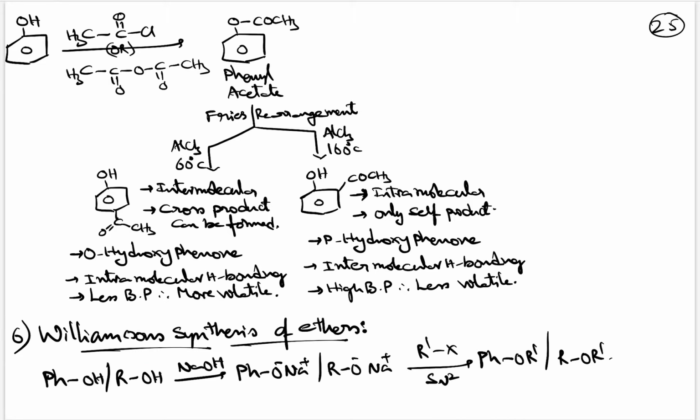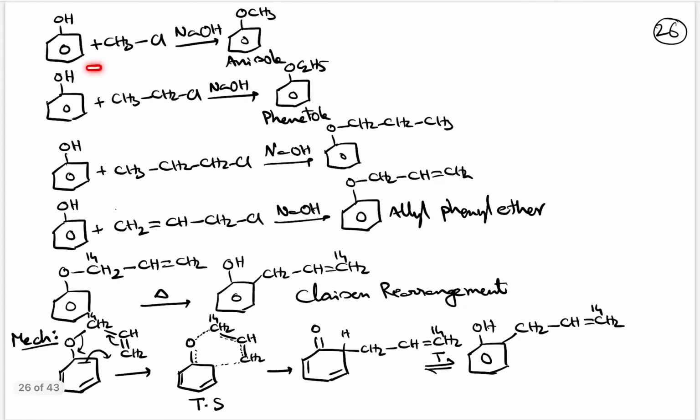Williamson synthesis of ethers. So phenol or alcohol on reaction with NaOH will form alkoxide or phenoxide, and this alkoxide or phenoxide on reaction with R-X will undergo SN2 reaction to form ethers. Some examples I have given here. You see, phenol first will react with NaOH to form sodium phenoxide, O-Na+. This O- will go and replace Cl- and results in the formation of anisole. In the similar manner, phenetole also will be formed.